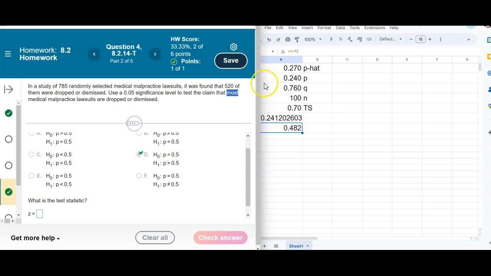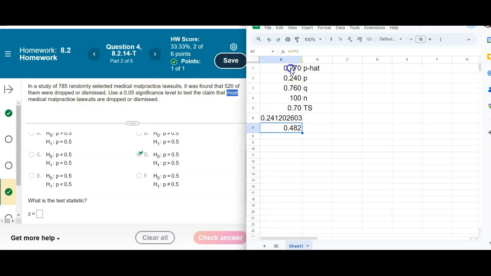Alright, p hat is the part of my sample that has the characteristic being discussed. So that's the lawsuits that were dropped or dismissed. Because it's not given to me as a percent in this one, but as a part of a whole, I'm going to do equals 520, which is the x, divided by 785, which is the n. So there's my p hat to 3 decimal places. P is the claim value. That's the 50% that we see in the null and alternate hypotheses. If you get it correct, you know that's 0.5, the value of p.